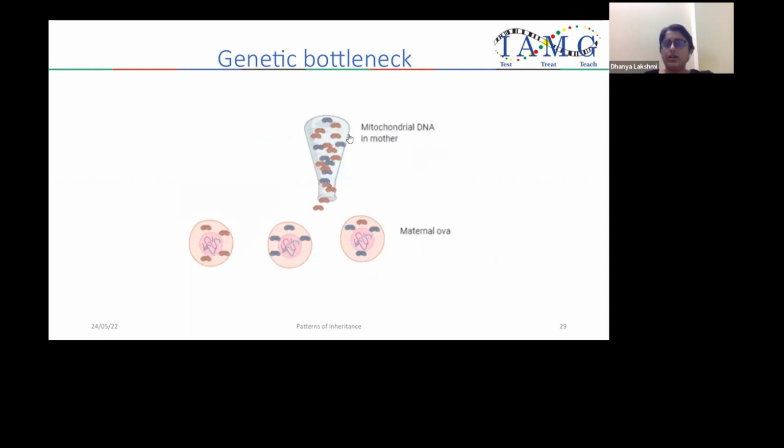Then another phenomenon that is discussed in mitochondrial inheritance is genetic bottleneck. So here, before the oocytes are formed, there is actually a decrease in the number of mitochondrial DNA. And after the oocytes are formed, the mitochondrial DNA again will replicate. So which of the ova actually contain variant or mutant mitochondrial DNA is a random process. So the number of mutant mitochondria that is actually inherited by each offspring will vary.